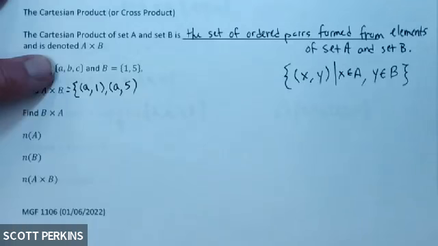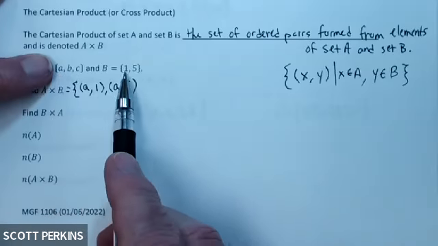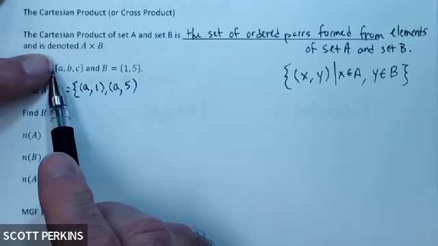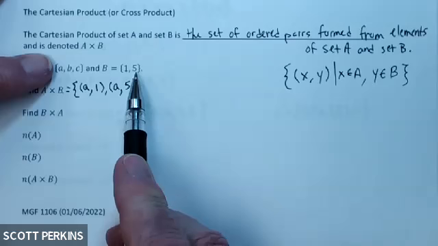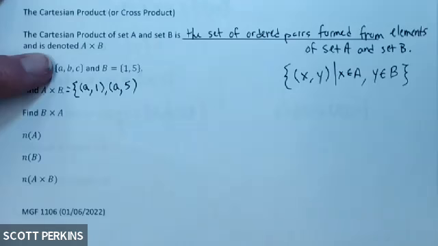Because I know this gets a little more complicated. It's now a two-dimensional set. So I've taken the element A and I've combined it with 1, and then I took the element A and combined it with 5. If there was something else in set B, I would do A, comma, whatever that was, but there's not. So I'm done.